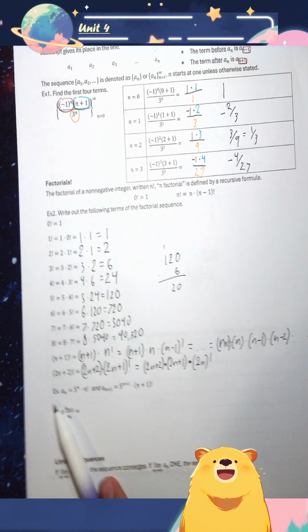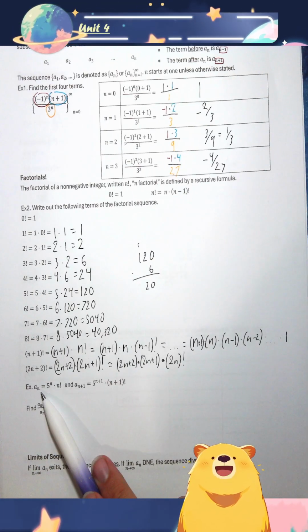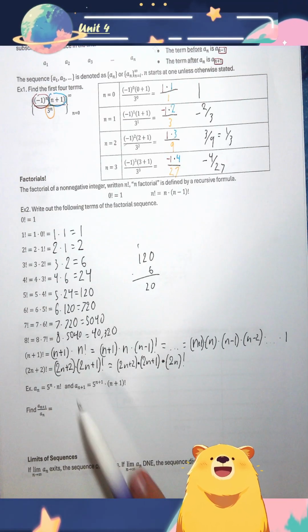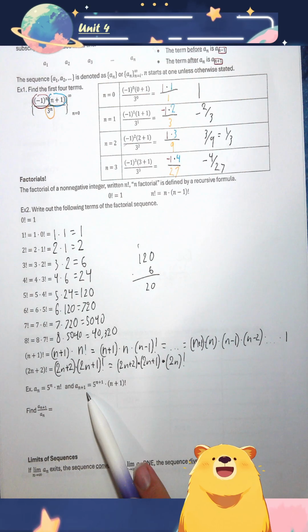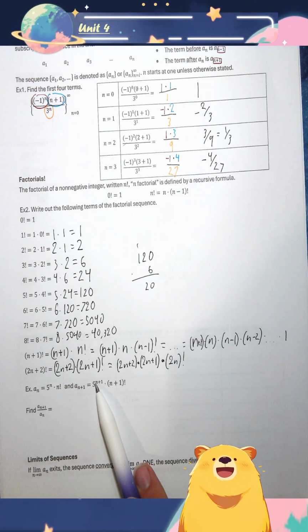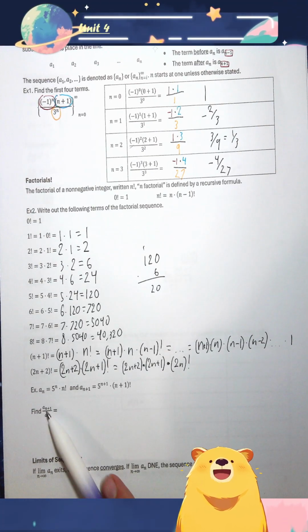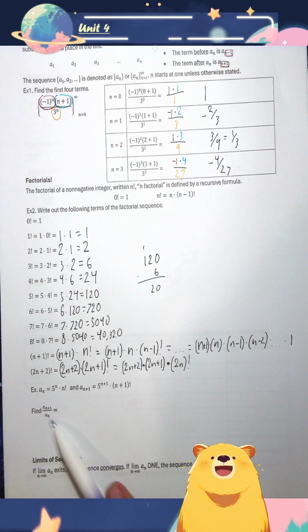So, an example of a series using factorials. Let a_n be equal to 5 to the power of n times n factorial, and a_(n+1) to be that same thing, but with n plus 1 instead of n. Find the quotient: a_(n+1) divided by a_n.